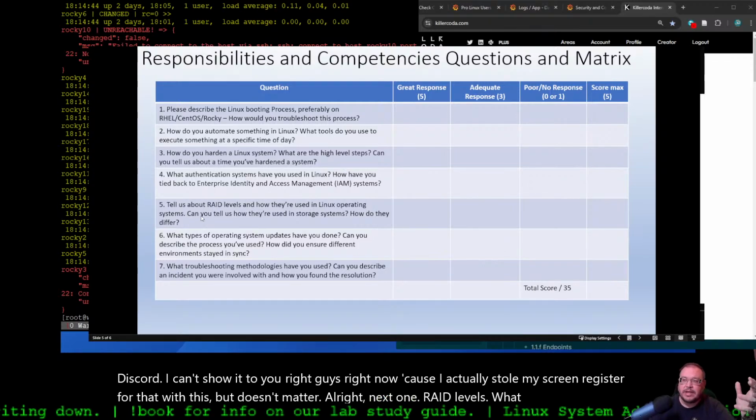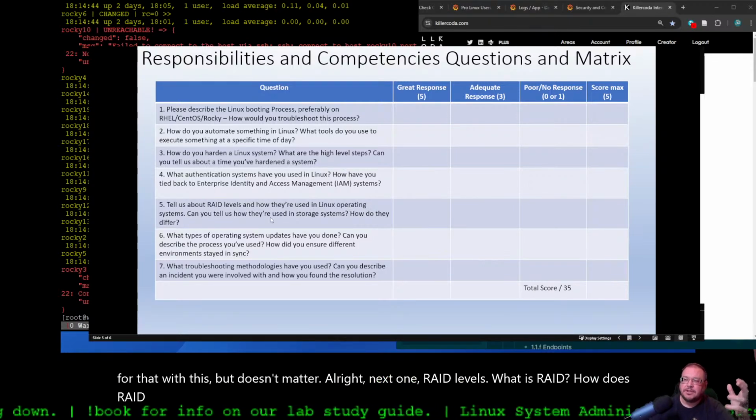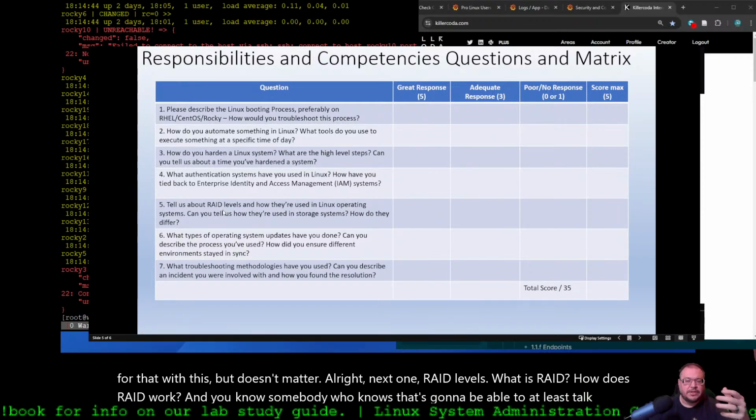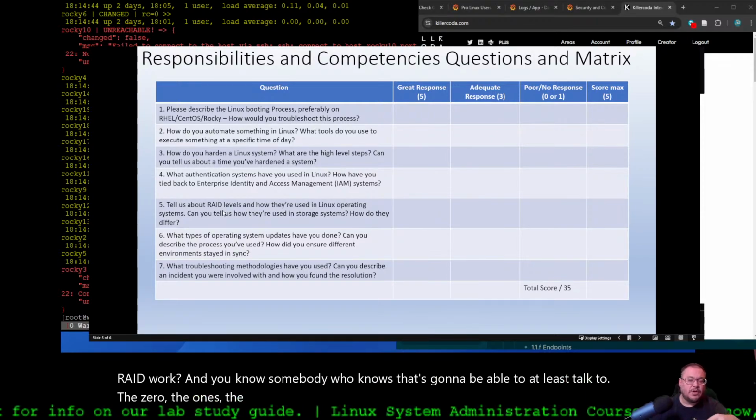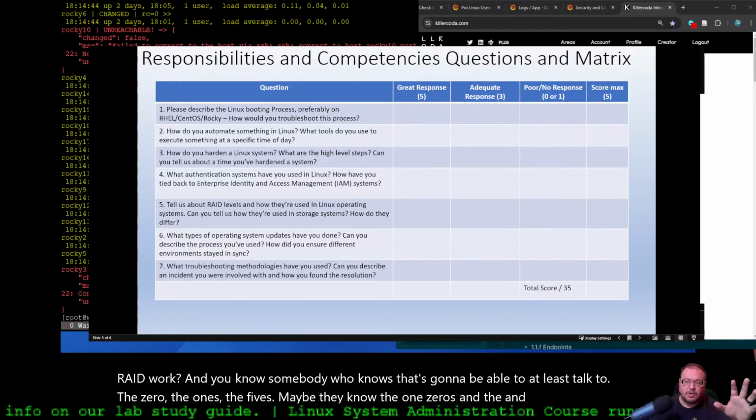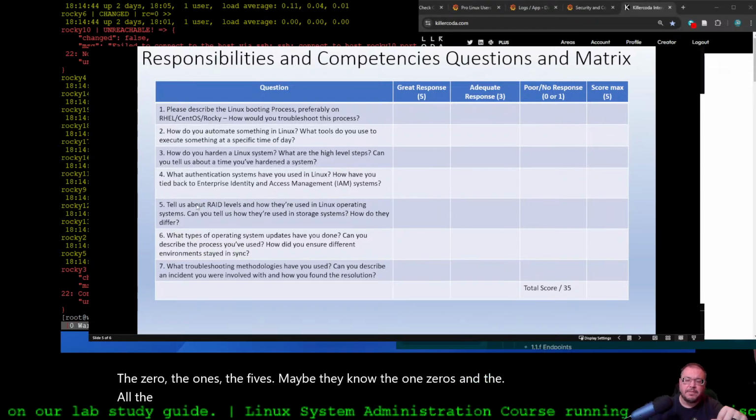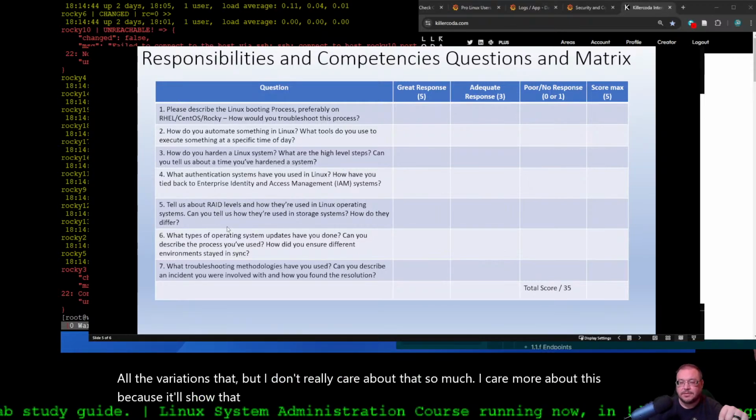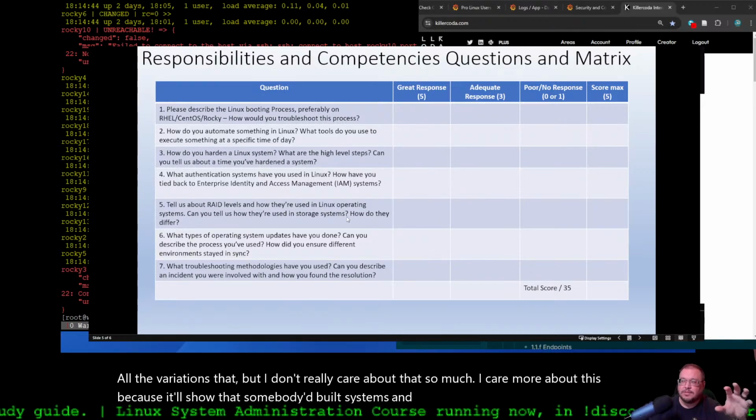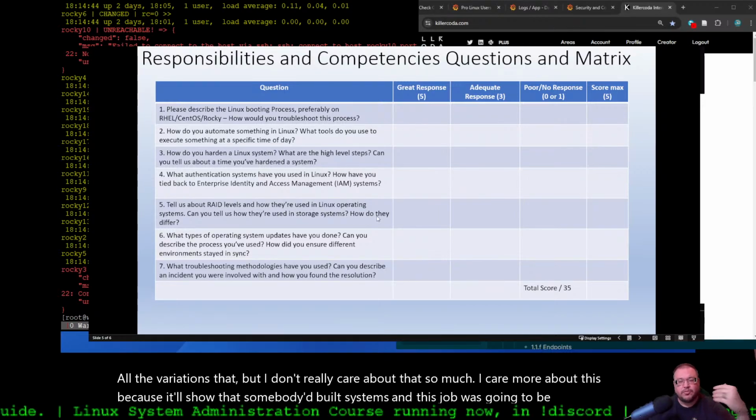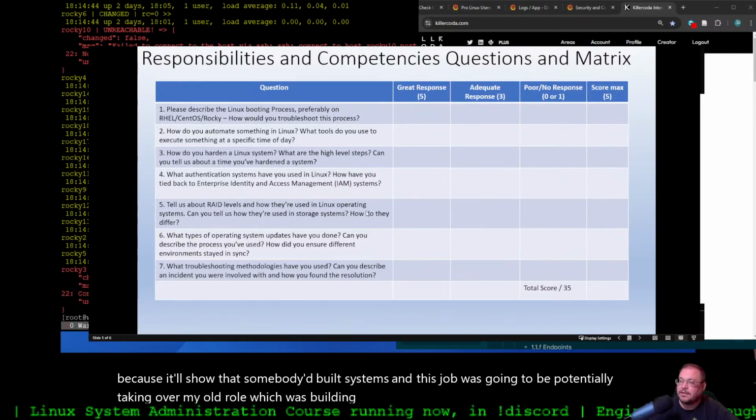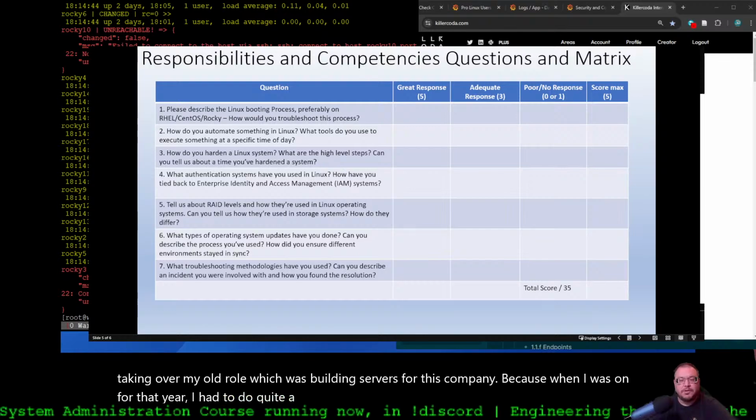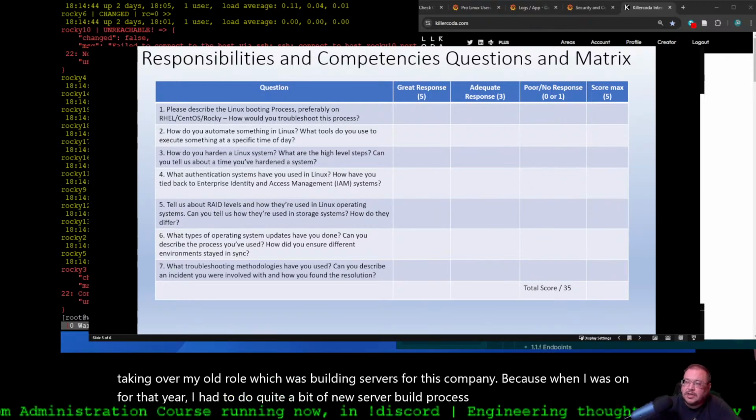All right, next one, RAID levels. What is RAID? How does RAID work? Somebody who knows that is going to be able to at least talk about the 0s, the 1s, the 5s. Maybe they know the 10s and the variations of that, but I don't care about that so much. I care more about this because it'll show that somebody's built systems, and this job was potentially taking over my old role, which was building servers for this company. When I was on for that year, I had to do quite a bit of new server build process and get things where they needed to go.